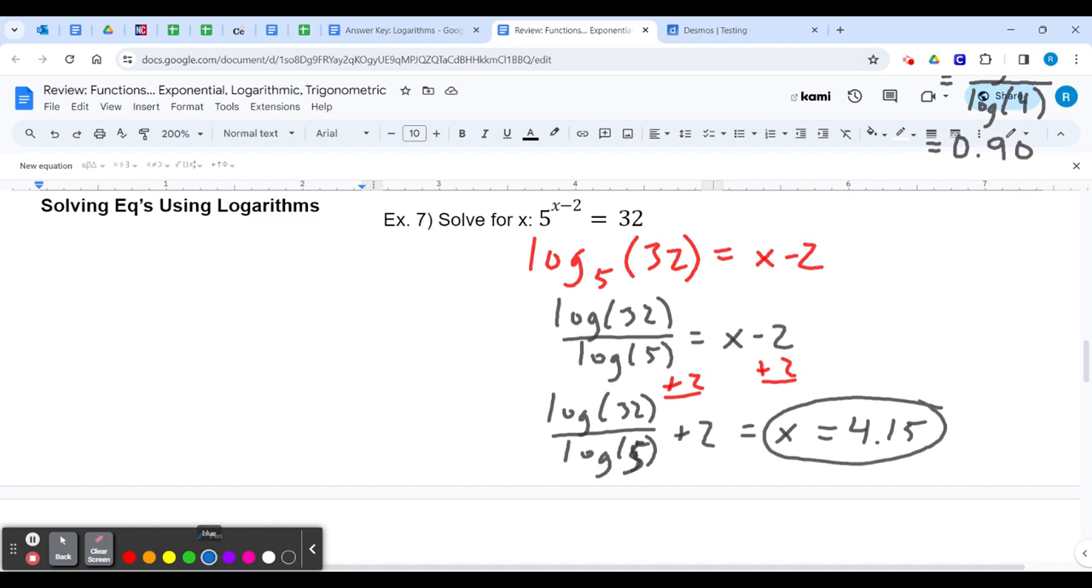Another way you can do that if you want is you can take this log 32 over log 35. You can calculate that right away if you wanted to and just round it as you finish the problem. That would be 2.15. If you add 2 to it, you'd get the same answer.